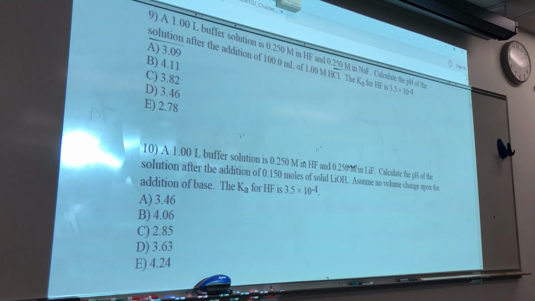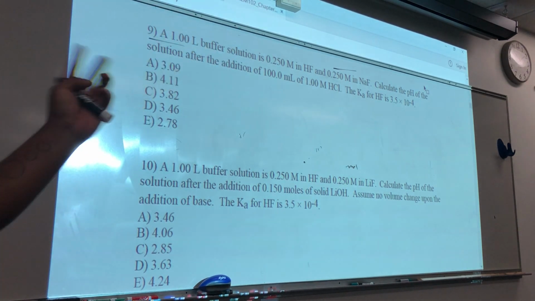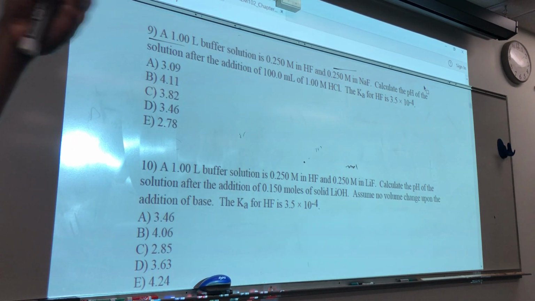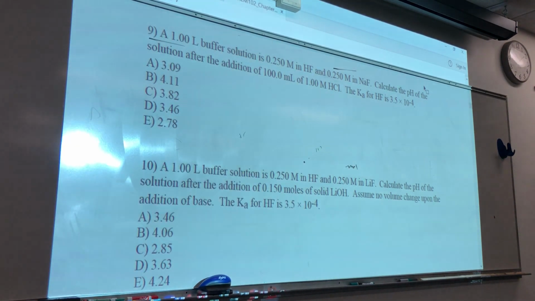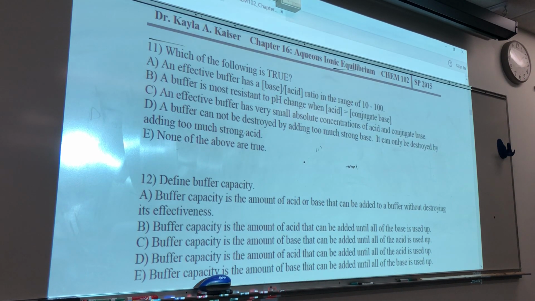So let's look at number 9 really quick. You have a buffer with a weak acid and its weak base. We get the moles of both. You would stress that buffer with a strong acid. You would have to do an ICF table, and then plug it into Henderson-Hasselbalch. That'd be number 9. Number 10: same idea, except you're adding a base to it. So the base is going to react with the acid portion of your buffer. Cool, you can be really fast at this.